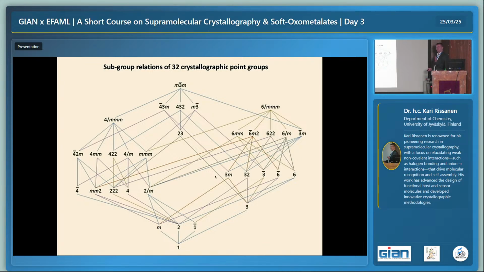What is the crystal system? Is it triclinic, monoclinic, whatever it is? And then we have to look at which kind of symmetry it contains. Because if the unit cell is incorrect or the symmetry is incorrect, then the mathematics doesn't work.